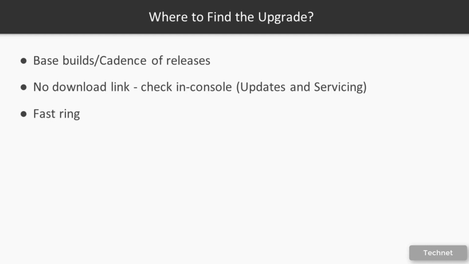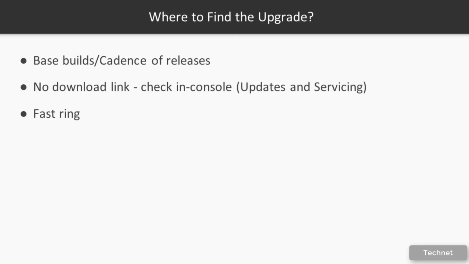Microsoft are currently releasing upgrades at a rate of 3 per year. It seems likely that one of those will be a base build. So, where do we find the upgrade? Open the Config Manager console and navigate to Administration, Cloud Services, Updates and Servicing. You will see the upgrade with the status of Available. Be aware that you won't always see upgrades here immediately after release announcements are published.